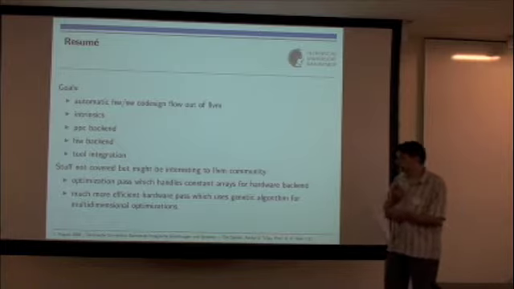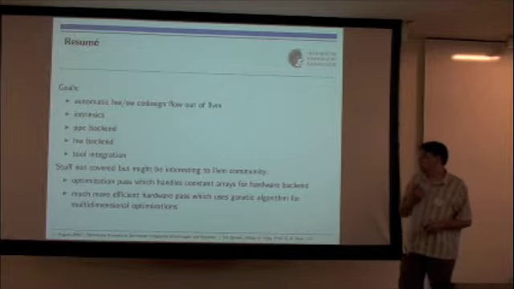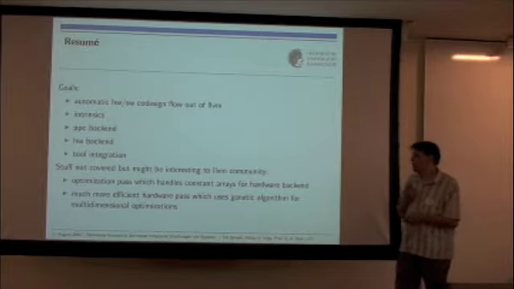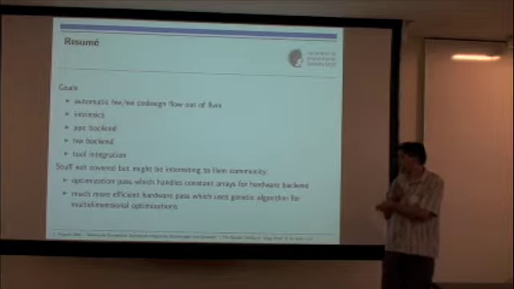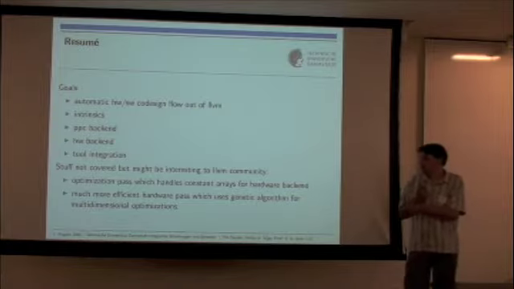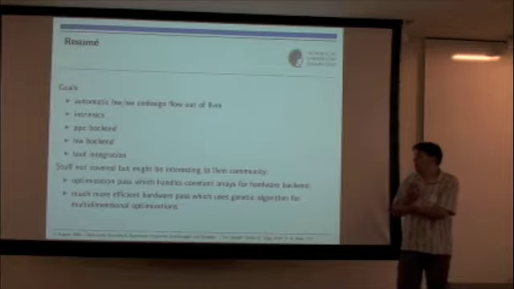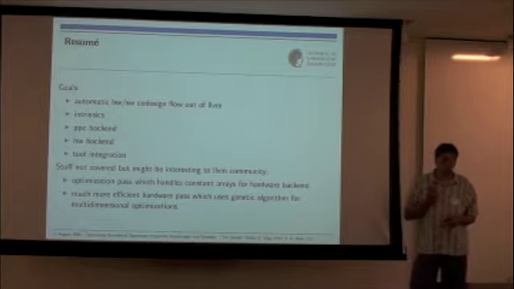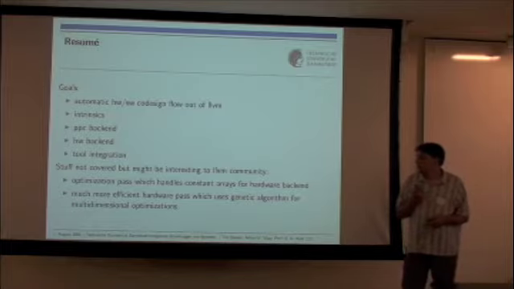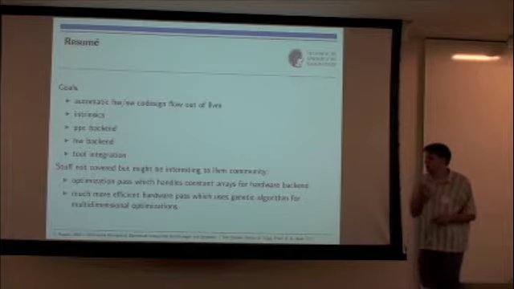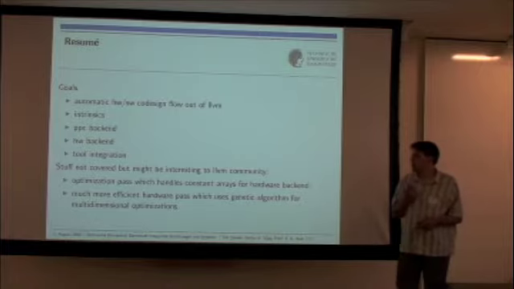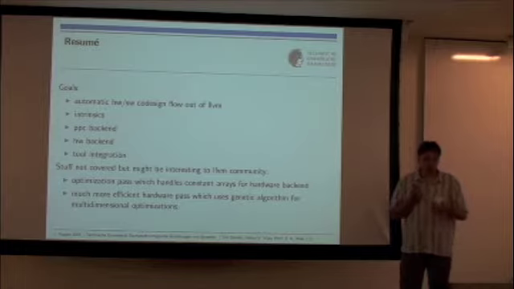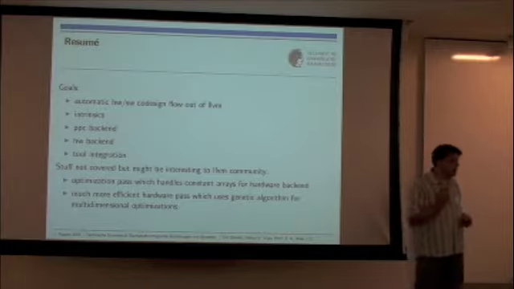Stuff I did not cover in this talk were some optimization passes which handle, for example, constant arrays for the hardware backend, and a much more efficient hardware pass, which is using a genetic algorithm for multidimensional optimizations. If you have some questions on this stuff, we can probably talk about it or write. So, thanks for listening.